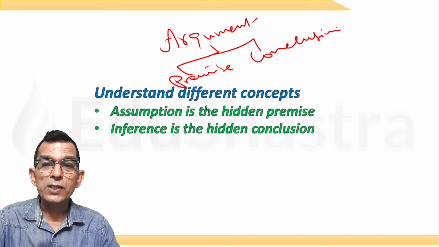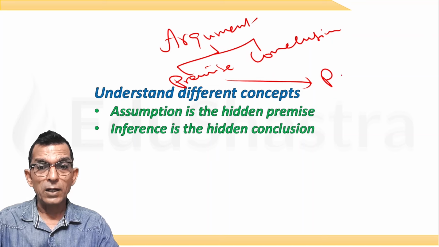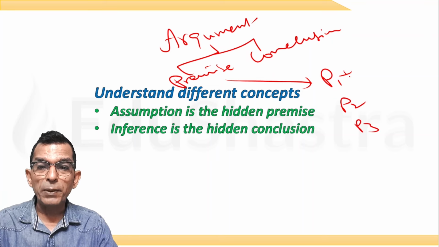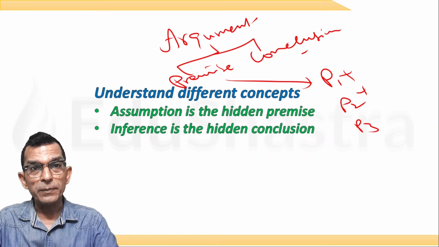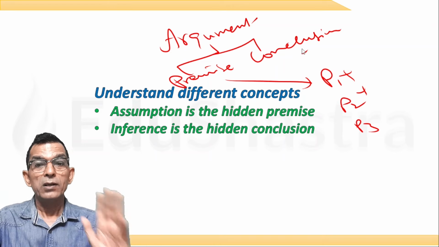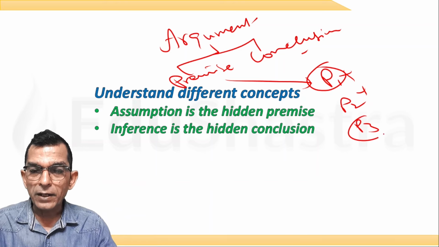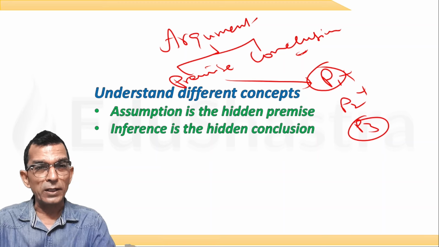Right? Now, sometimes there could be more than one premise leading to a conclusion. Premise number one, premise number two, premise number three. Three premises could be leading to the conclusion, and the author has written all three of them. Sometimes the author might do this: he might give you premise number one, he might give you premise number three. Premises are reasons, okay, for why I am drawing this conclusion.